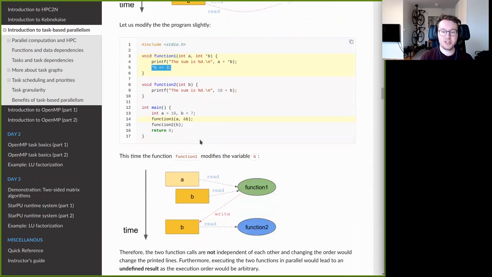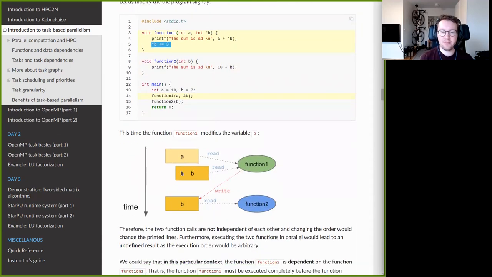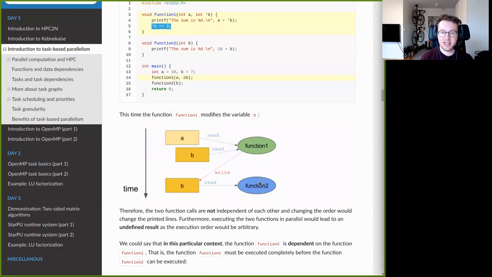So in this instance, what is happening is that a and b are being read by function 1, but then we are also writing to the variable b and then executing function 2. And in this case, because we have this write happening here, these two functions are no longer independent of each other, because if you execute them in one order, you get different lines printed than in the other order.